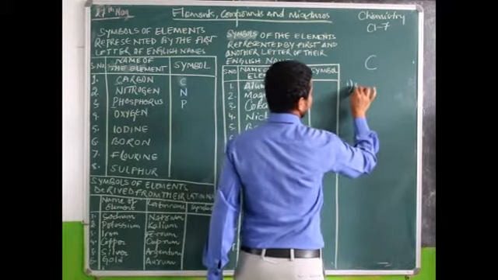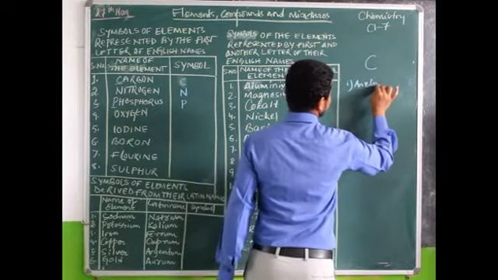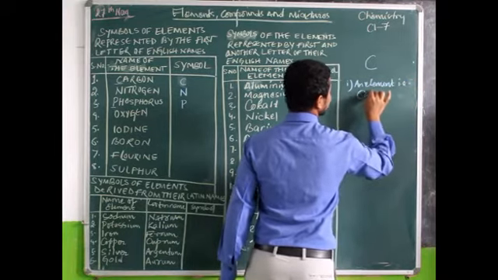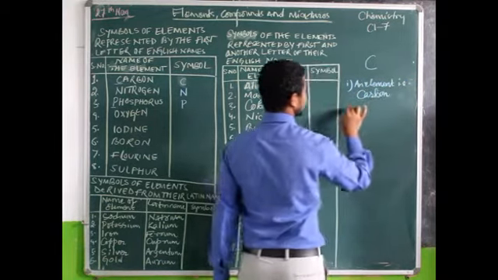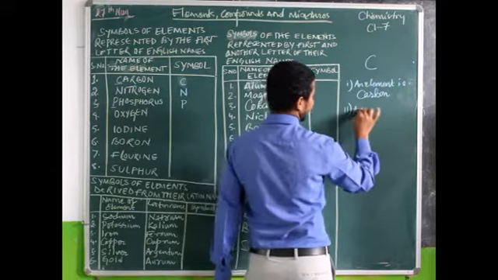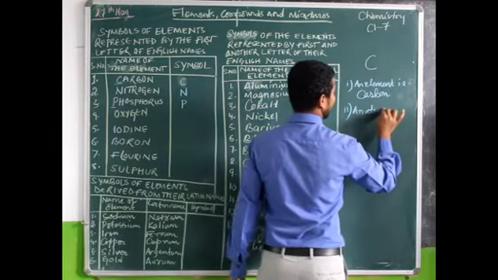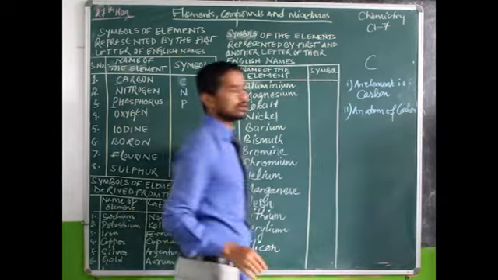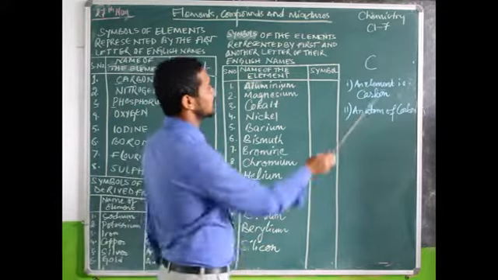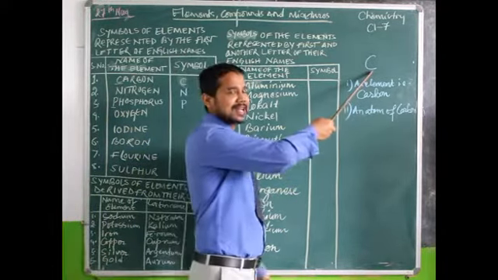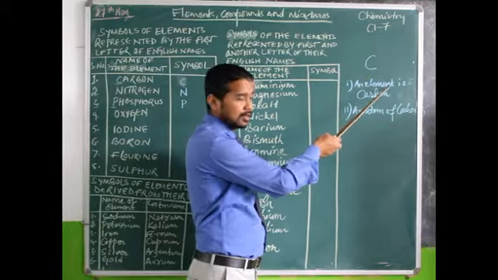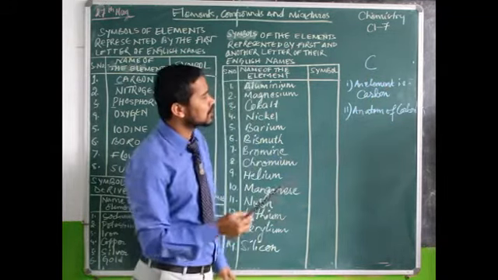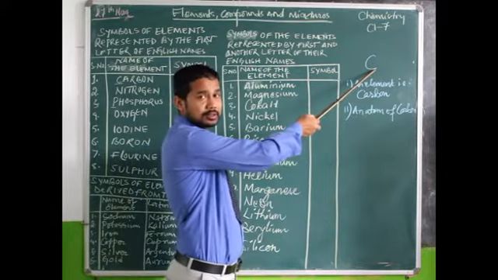Number one, an element, that is here carbon. And number two, an atom of carbon. So two things I will come to know whenever I see the symbol. A symbol stands for the element and one atom of that element also.